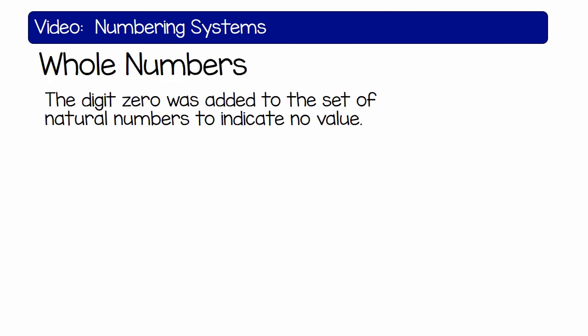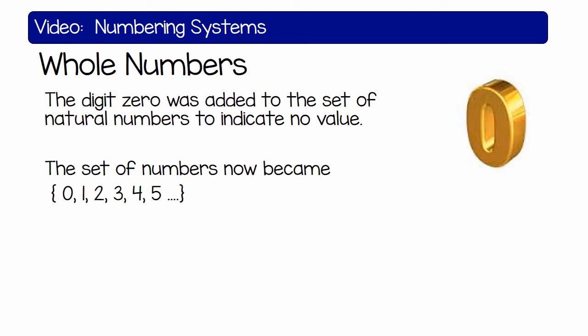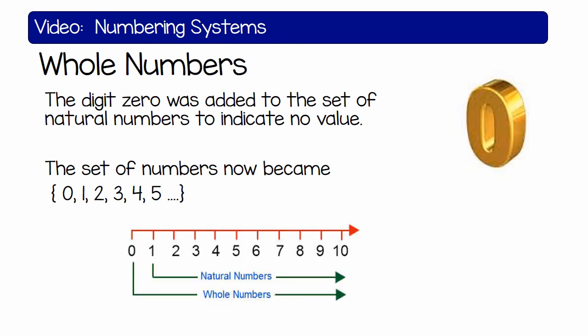But then we needed a new set of numbers, or at least we needed to add one digit, and that digit was the 0. The digit 0 was added to the set of natural numbers to indicate no value. This set of numbers now became 0, 1, 2, 3, 4, 5, and so on, and were then called the set of whole numbers. Remember, the natural numbers start from 1, the whole numbers start at 0.